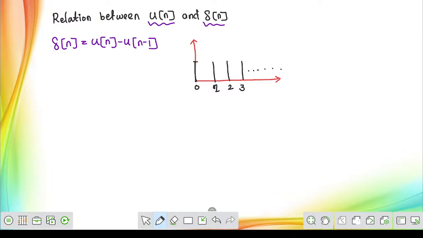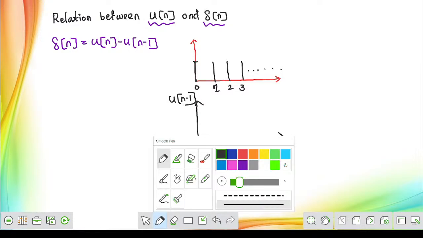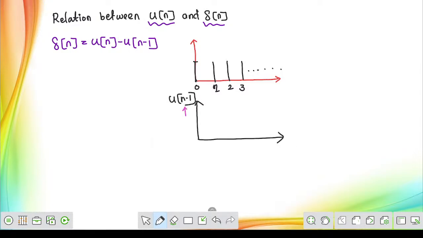Now if you are considering u of n minus 1, this signal will start its operation from n equal to 1 onwards, not from n equal to 0. From n equal to 1 onwards, this value will be 1, 1, 1, and so on. Now if you are subtracting u of n minus 1 from u of n, what will you obtain? At the origin we have 1 here, and at the origin we have 0 here. So 1 minus 0 will give you 1 only.